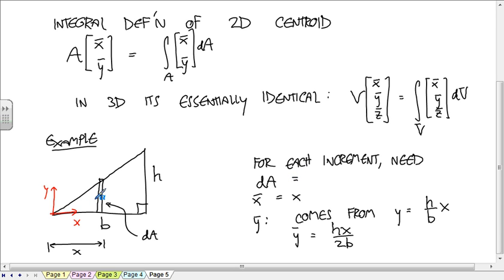The thickness is dx, and what's the height? The height is going to be the height of the rectangle, so you can think of it as y dx, which is hx over b dx, or h over b x dx. Okay, so now that we have, for each individual strip, the x centroid, the y centroid, and an expression for the area, we can just plug everything into this formula.